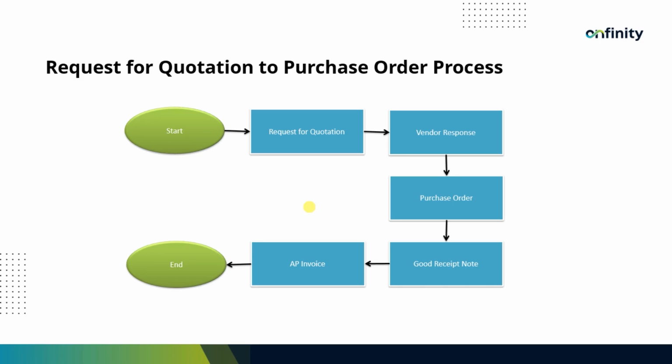After completing the ranking, the system identifies the winning vendor. Based on the selected vendor, a purchase order, PO, is generated. This is followed by the receipt of goods, which is recorded through the Goods Receipt Note, GRN, screen. Finally, the process concludes with the generation of the accounts payable, AP, invoice, which is used for payment processing.